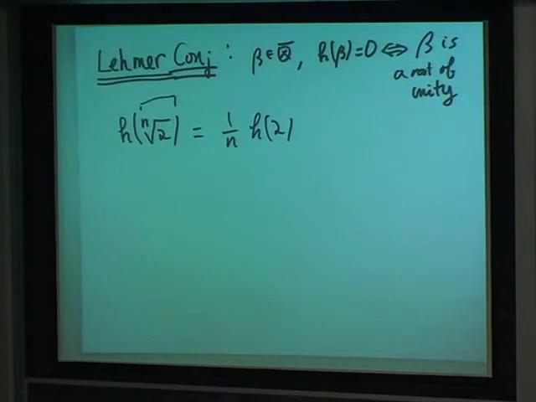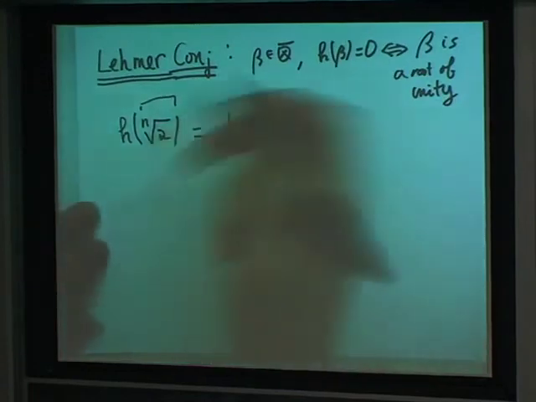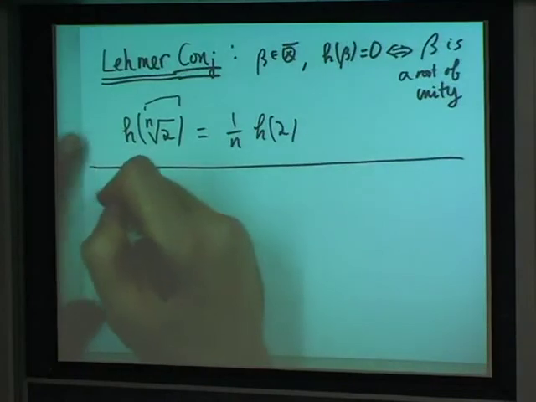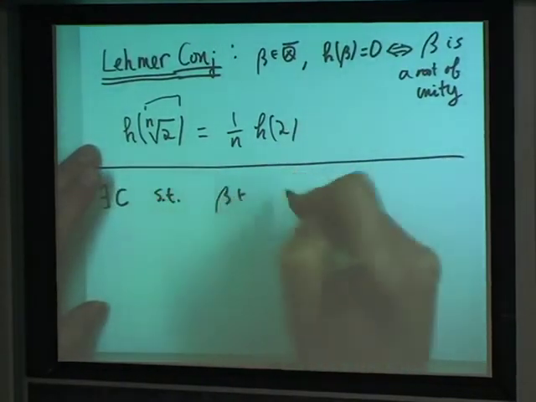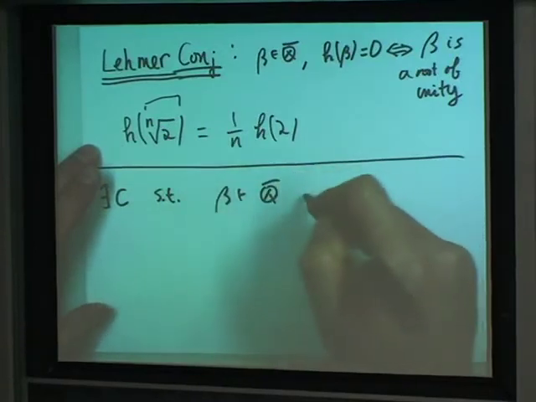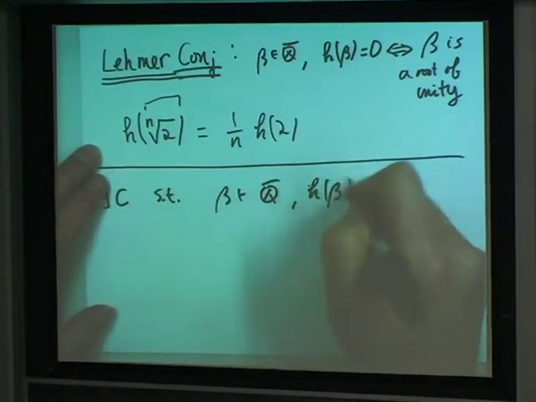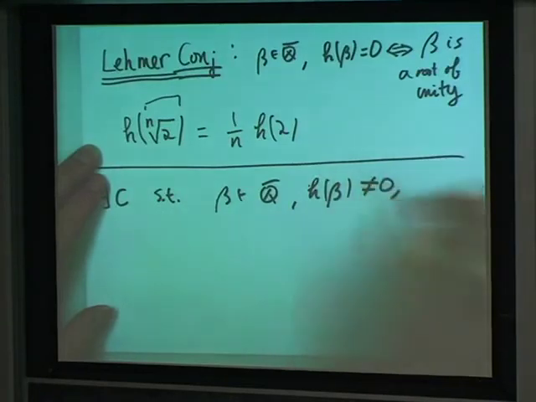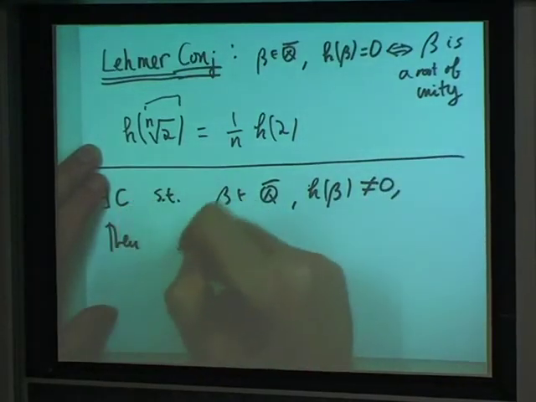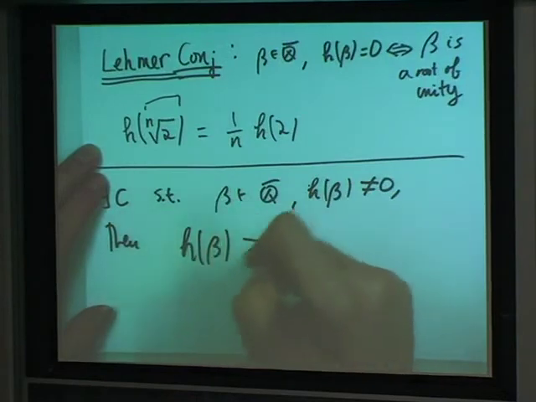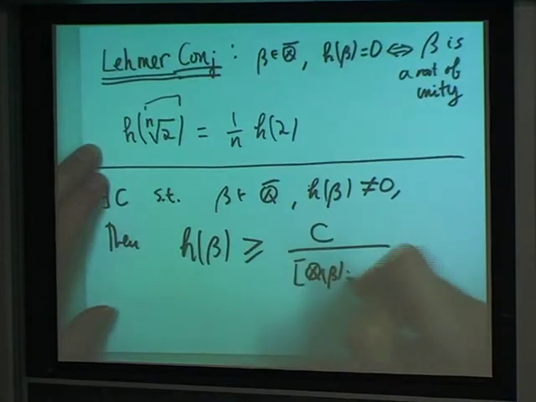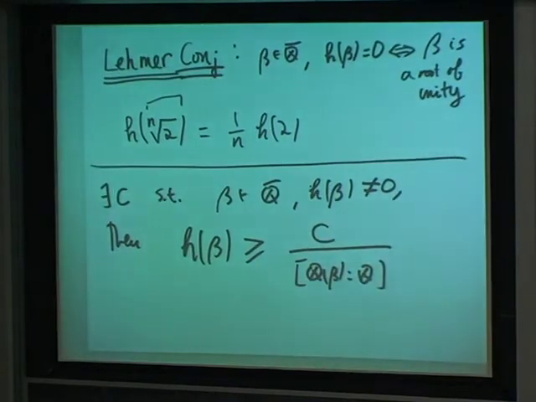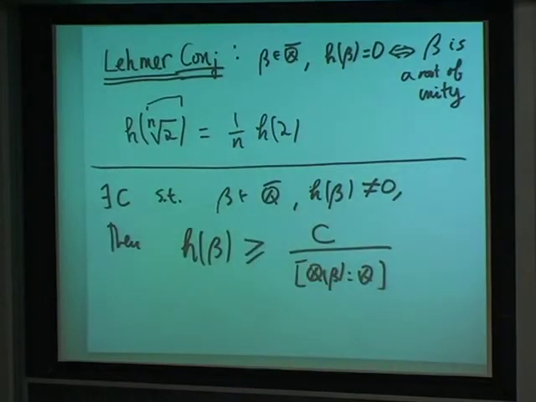So the correct question has to relate how small the height is to the degree of the number field where the point sits, okay? And Lehmer's conjecture is that there exists an absolute constant such that if beta is an algebraic number that's not a root of unity, then the height of that point is greater than or equal to this constant divided by the degree of the number field. I mean, you can get that kind of estimate exactly by taking these nth roots.